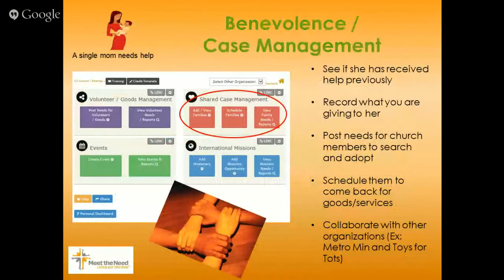All right, benevolence and case management. This was one of the modules that we talked about at the very beginning, where you can track to see if a particular family has received help previously. You can record what you're giving to that family. You can post needs for your church members to search and adopt needs for that family through your website. You can even schedule the family to come back in the future to get goods and services. And you can collaborate with other organizations for different events, and share across organizations.